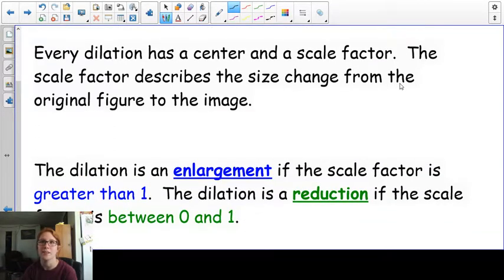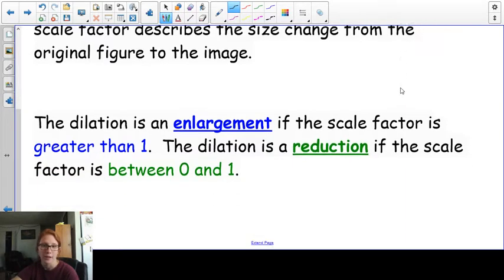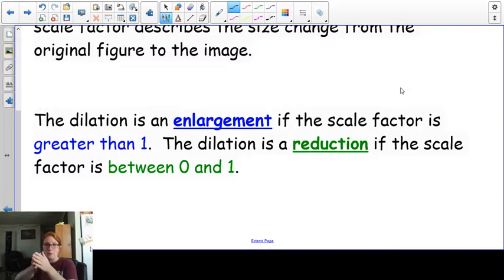Okay, so every dilation has a center and a scale factor. The scale factor describes the size change from the original, or the pre-image, to the image. It's considered an enlargement, which means it's bigger, if it's bigger than 1, and it's considered a reduction or a shrink if the scale factor is between 1 and 0. Now remember, some fractions are bigger than 1. So in your homework, hint, hint, hint, you're going to want to take a look at some of the fractions you're given and actually make sure they're between 0 and 1, because not all fractions are less than 1.